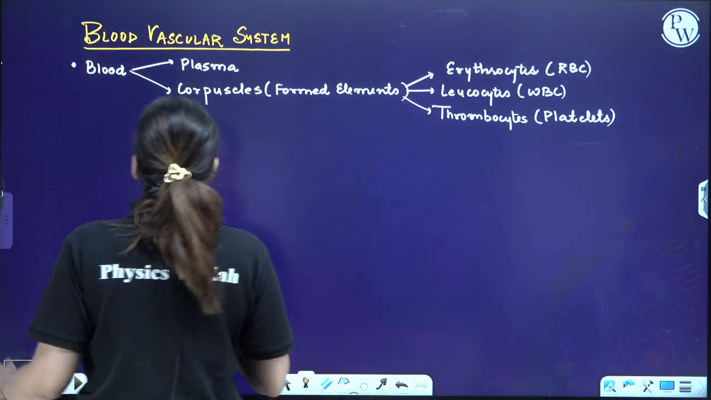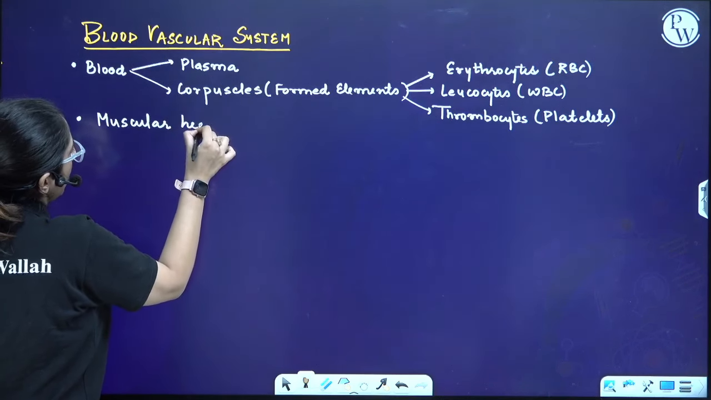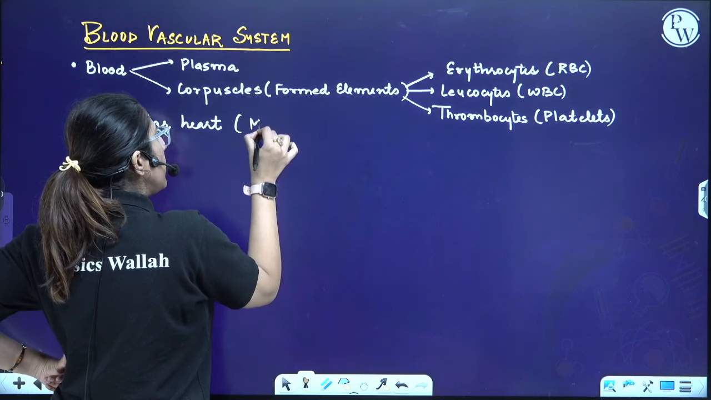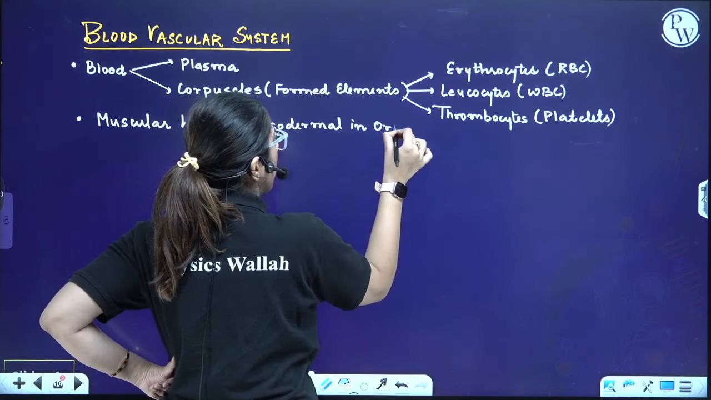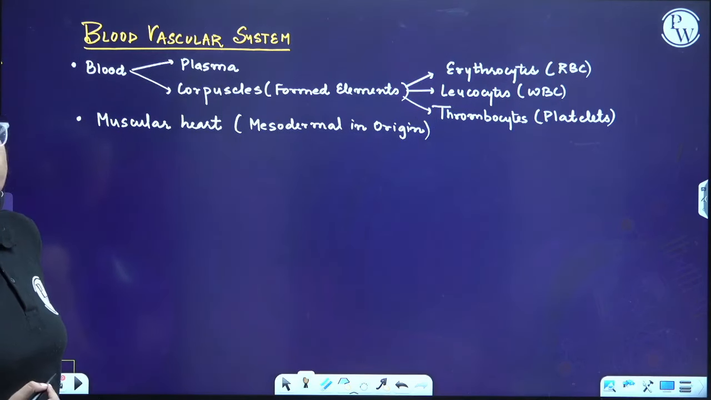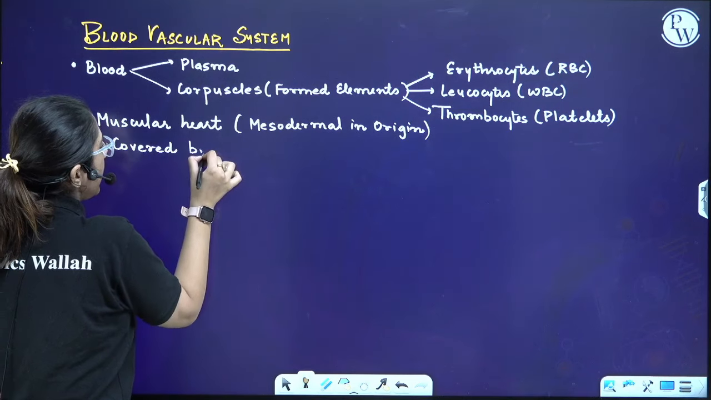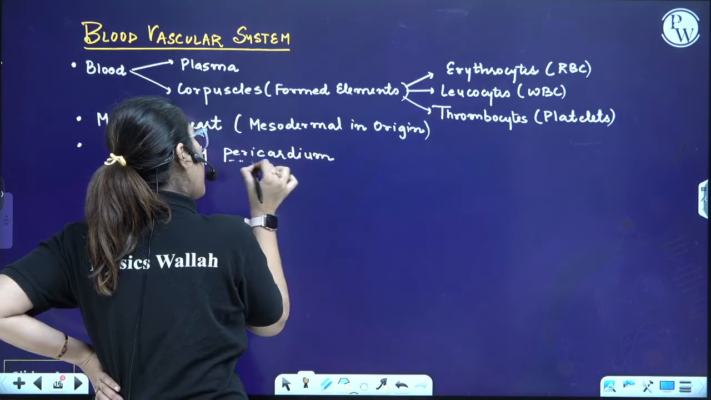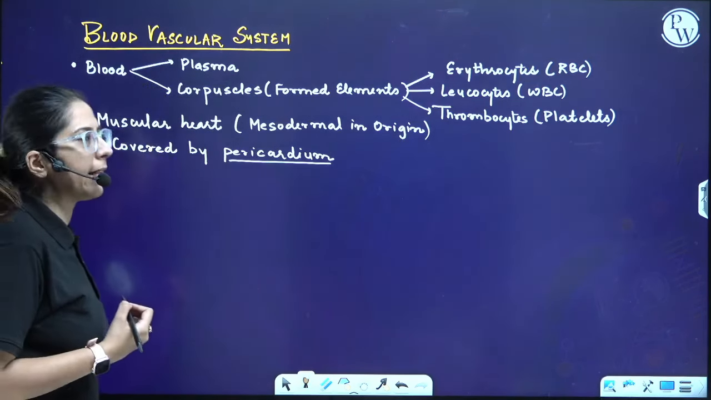Now here, what they have is a muscular heart, present on the anterior side of the body, right? This is also mesodermal in origin. Which layer forms it? Mesodermal. So they have a muscular heart. This muscular heart is covered by pericardium, a layer around the heart. What's the name? Pericardium. Done? Clear? Can we proceed further?